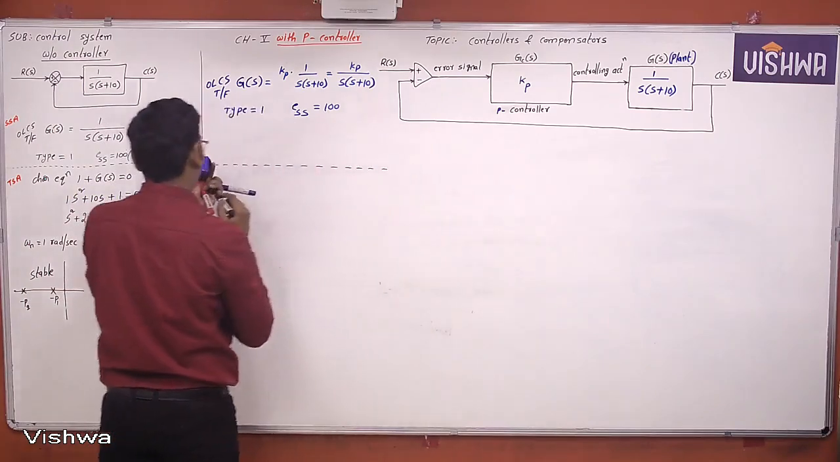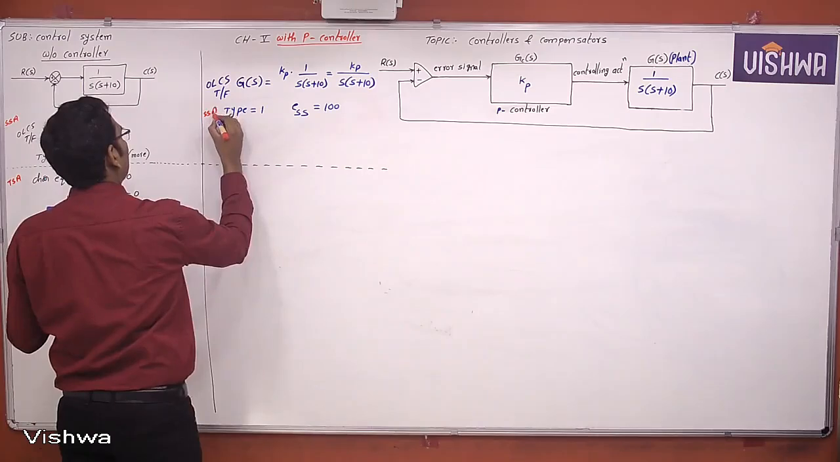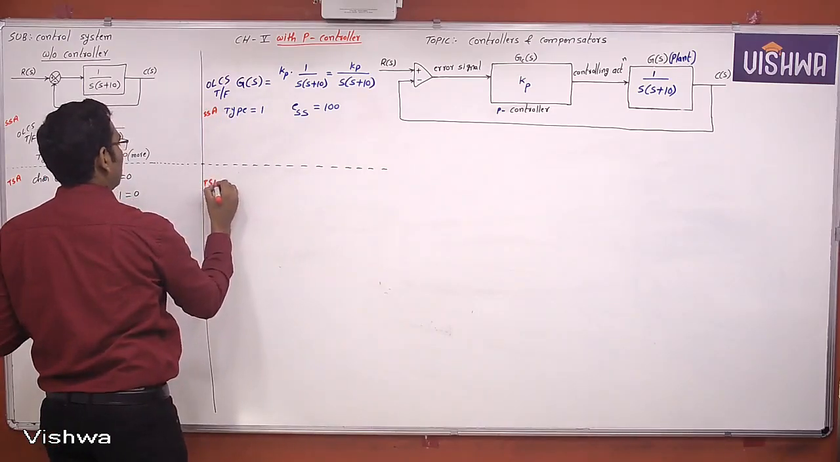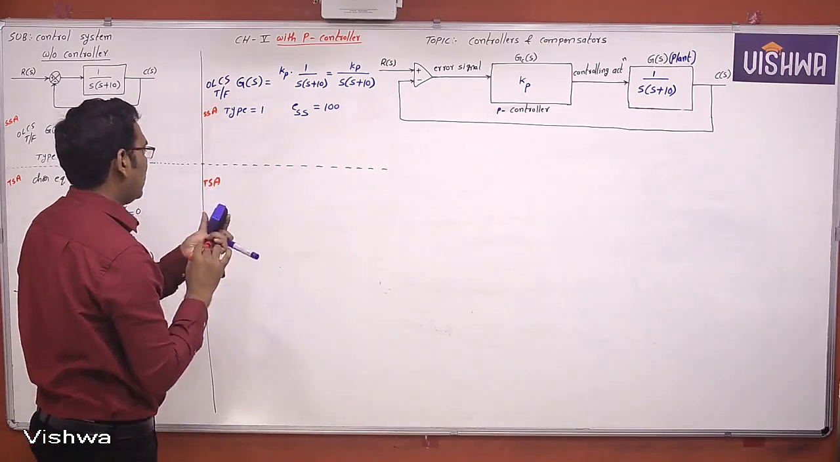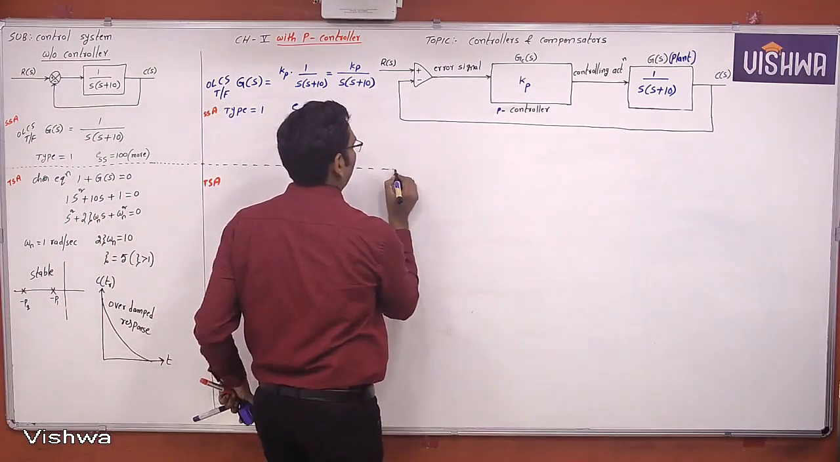This is the story about the steady state analysis with P controller. This is the steady state analysis. What is the transient state analysis? Transient state analysis means first we want to find the characteristic equation, right?